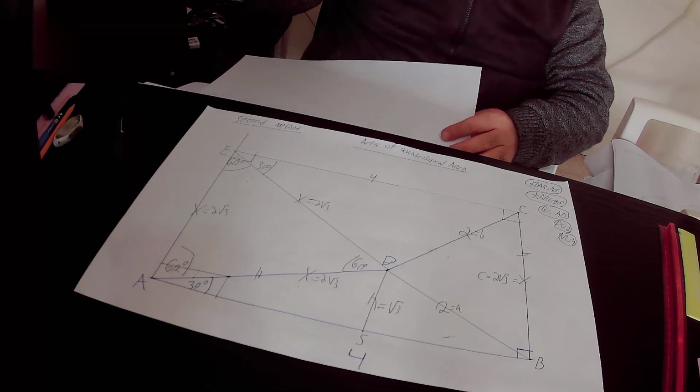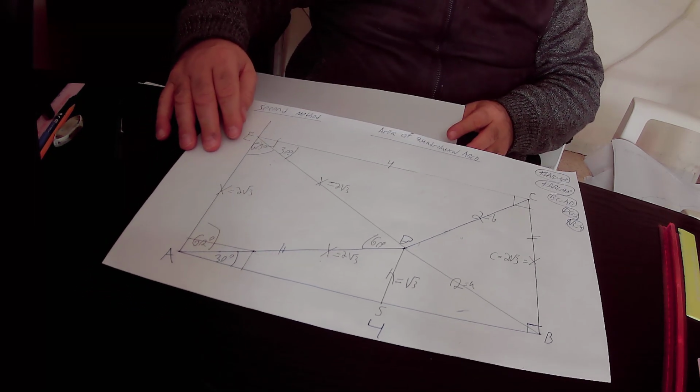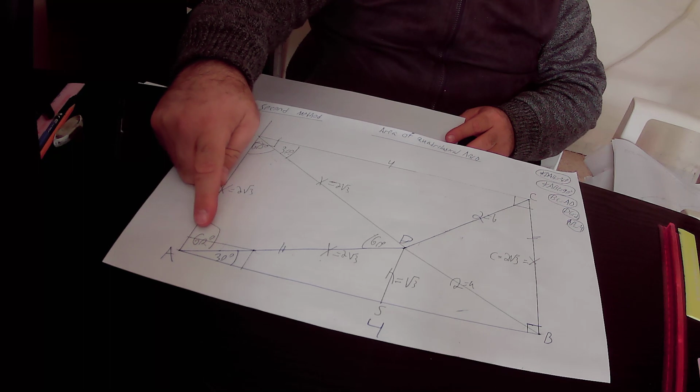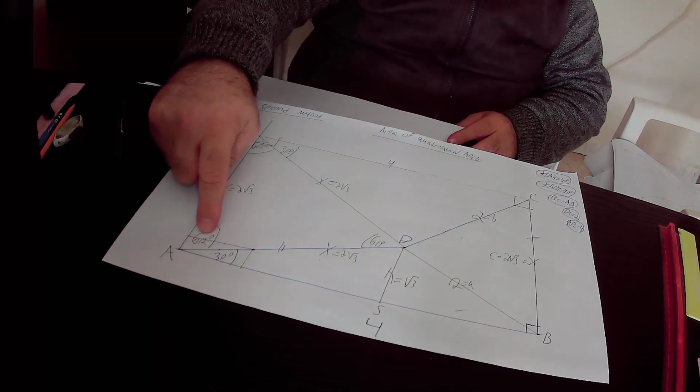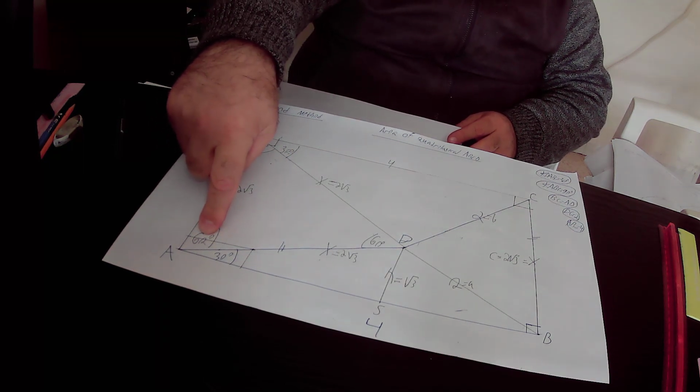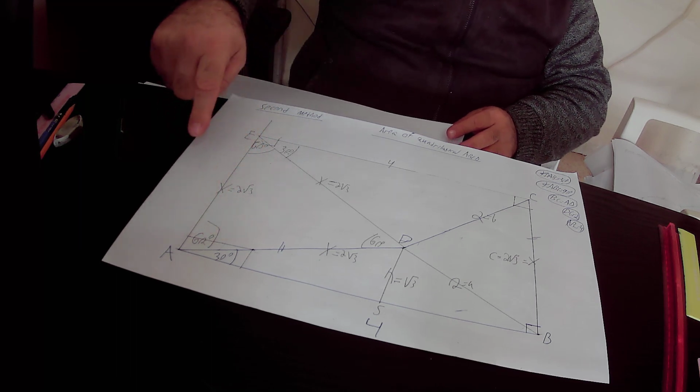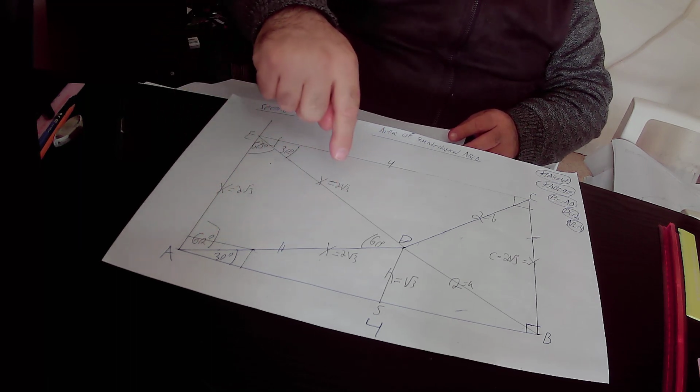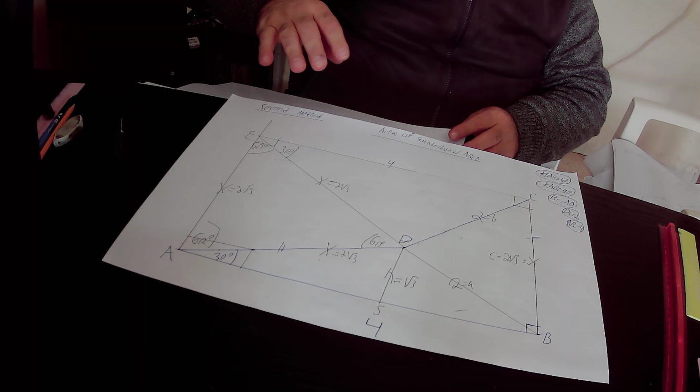Then, what is the value of this angle? The value of this angle is 90 degrees minus 30 degrees, that is to say this angle equals 60 degrees. So I copied triangle AED in a new page and we analyze triangle AED.